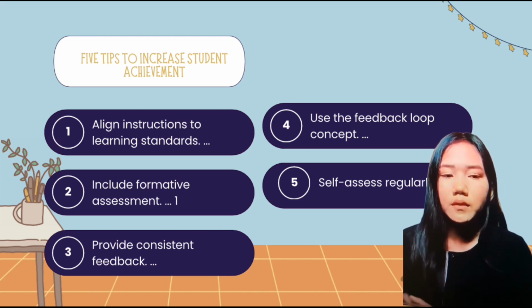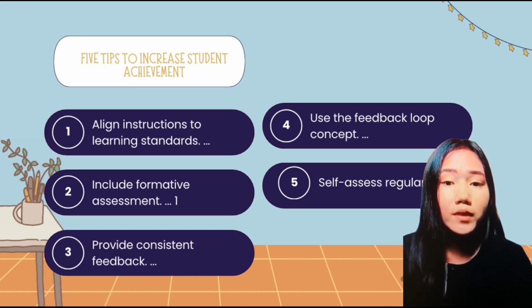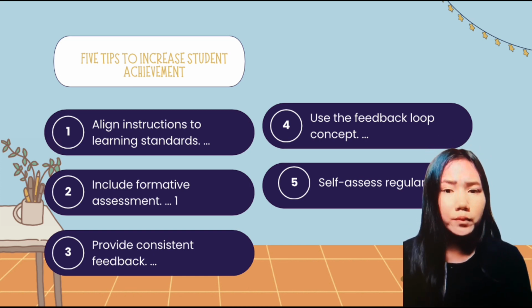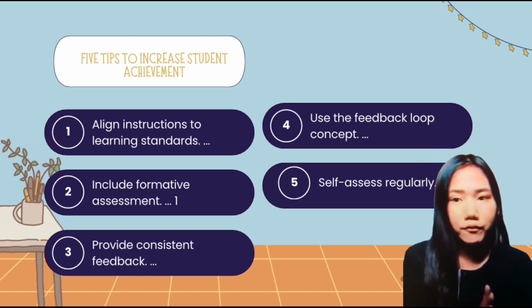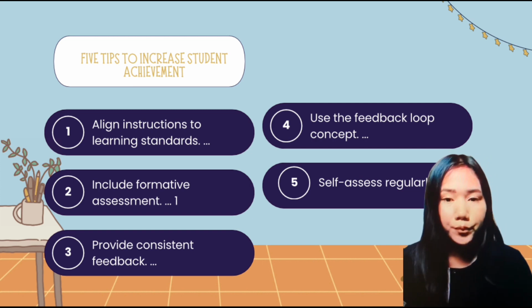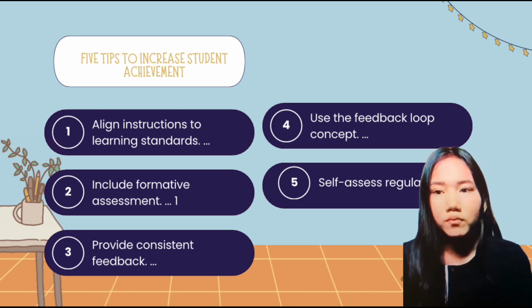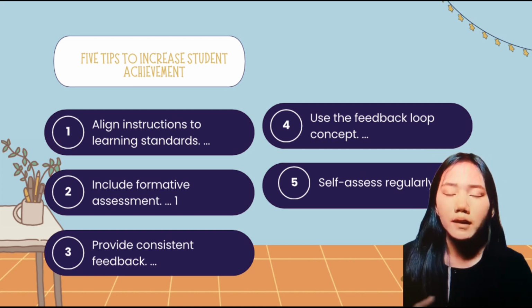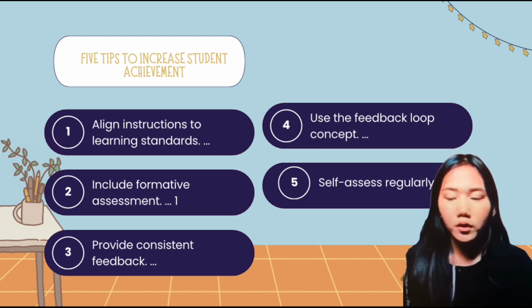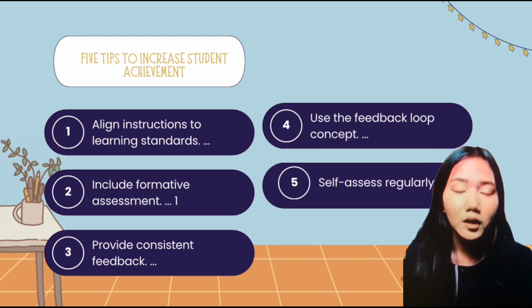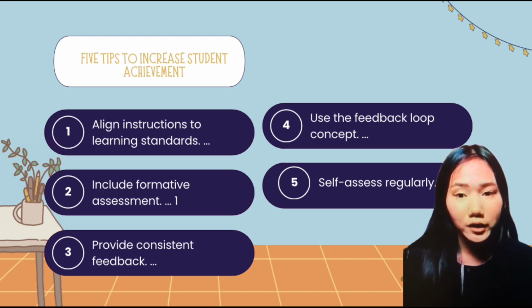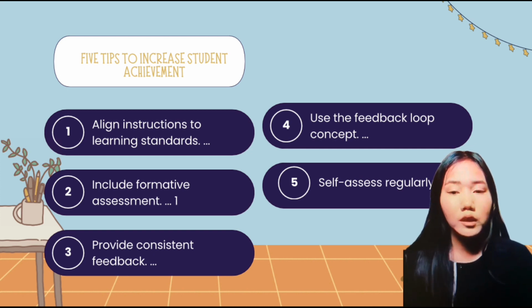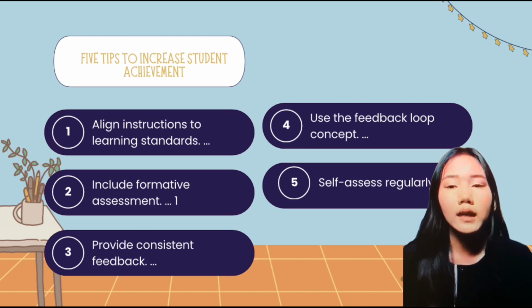Number three, provide consistent feedback. Of course, you have to provide consistent feedback for the learners to know the things that they need to improve. Not just when you have a topic and then give them an activity, you have to provide feedback after they have done the activity, and also for the next topic and the next topic.